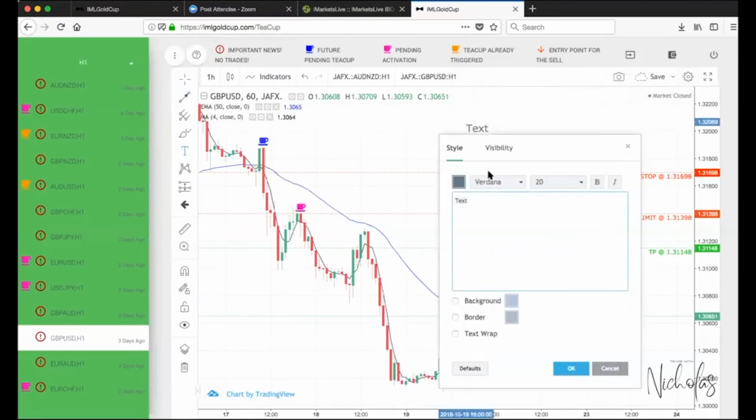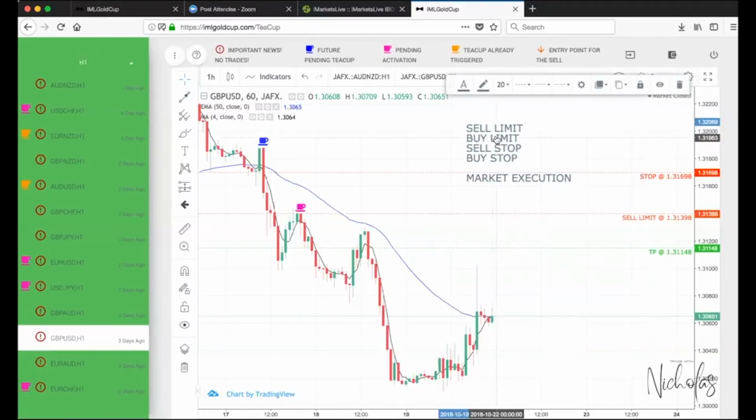Okay. We usually have a sell limit. We've got a buy limit. We have a sell stop. And we have a buy stop. Then we have market execution. Does everyone know how to enter these types of trades? Does everyone know the difference between a sell limit, a buy limit, a sell stop, a buy stop, and market execution? Do you guys know the difference?